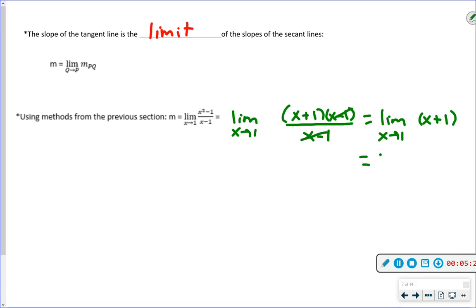Okay, 1 plus 1, 2. It's actually making me better, I think. So that would be the slope of your tangent line. So that's how we're going to calculate it today, is with limits.